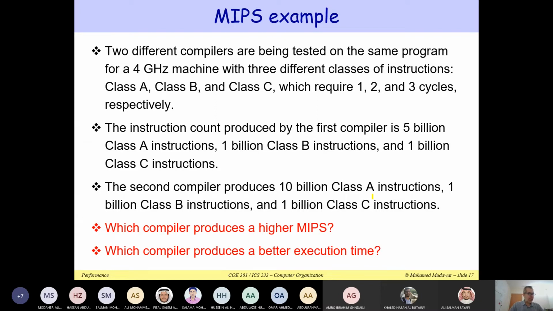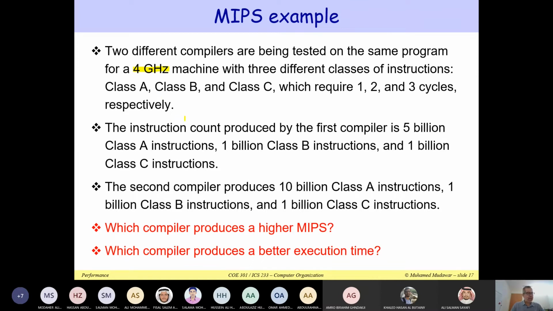So compiler technology is also very important for architects. Here we would like to test two different compilers on the same program, and we have a machine here that is using a clock frequency.